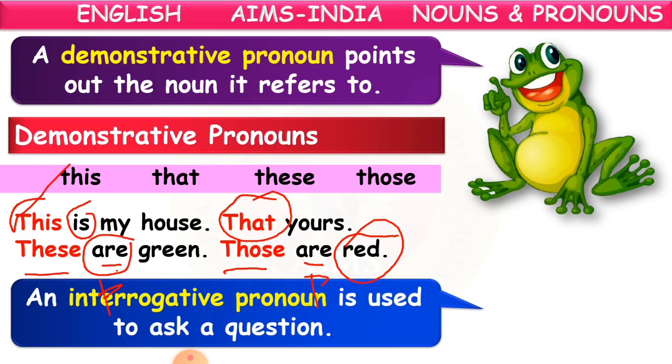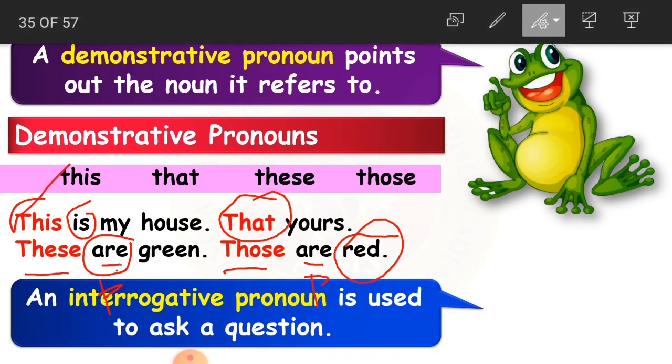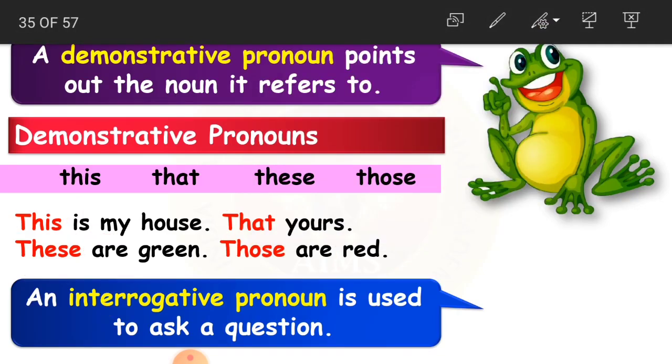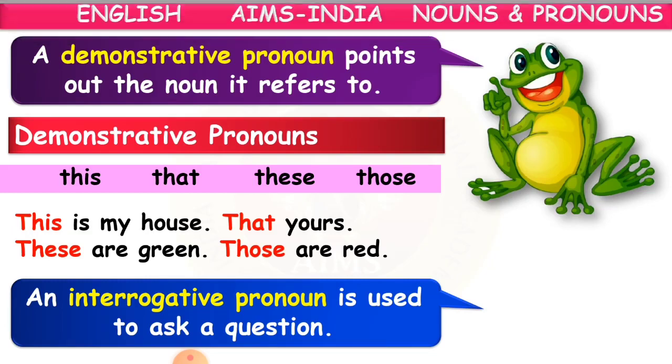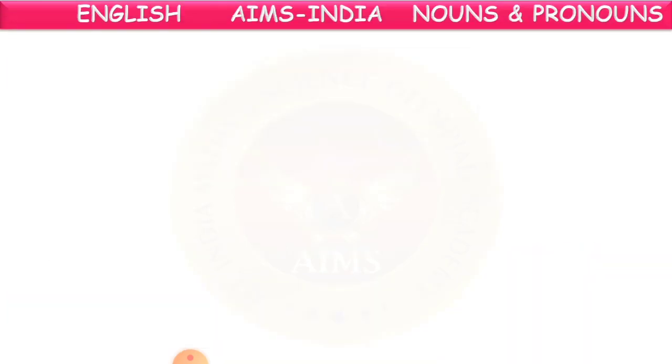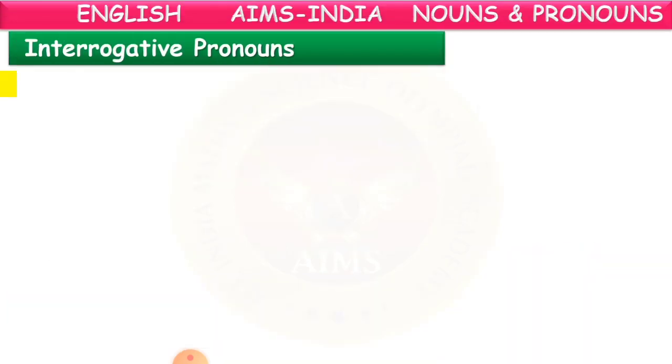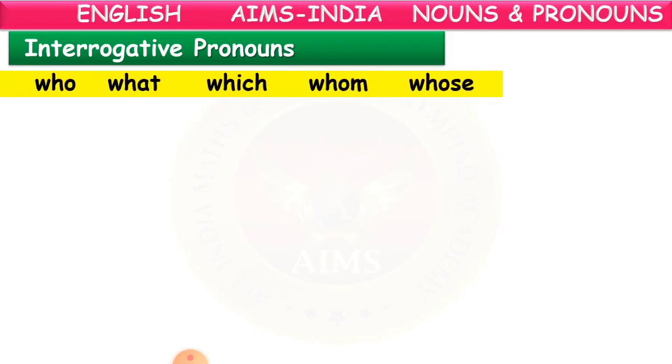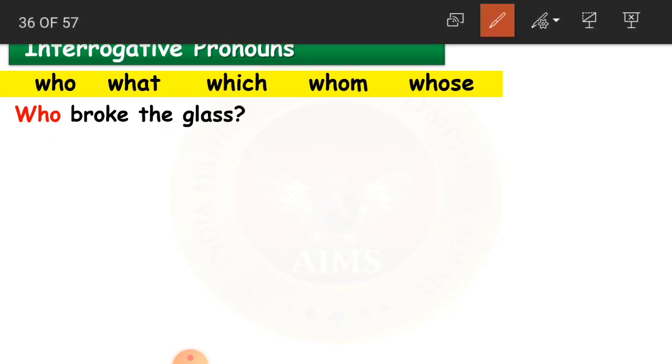Now, interrogative pronoun. What is interrogative, children? Yes, it is a question. An interrogative pronoun is used to ask a question. Like how it is, we'll see here. Interrogative question: who, what, which, whom, whose. So these are our interrogative pronouns: who, what, which, whom and whose.